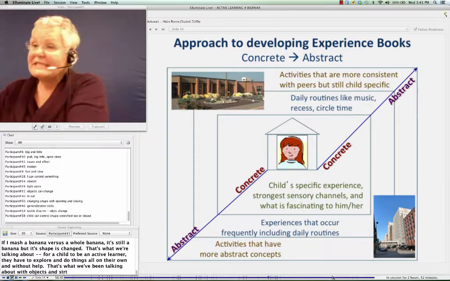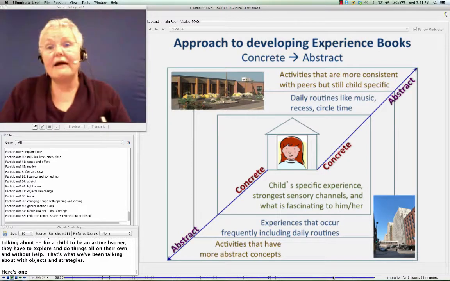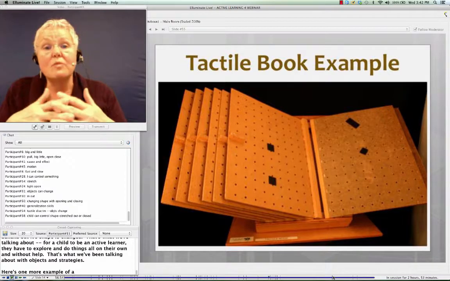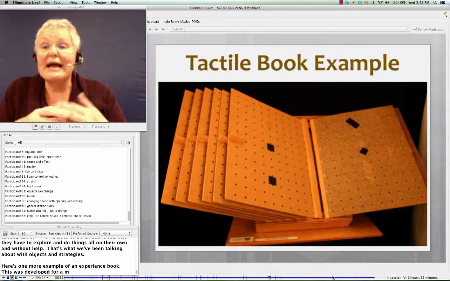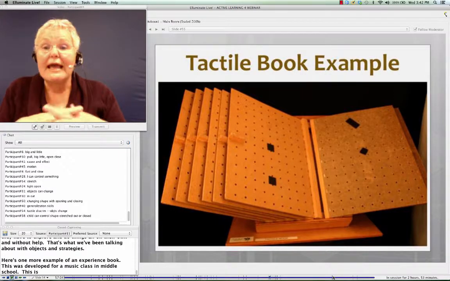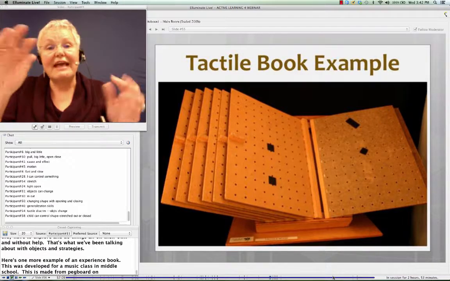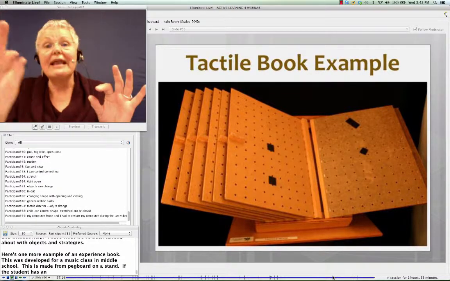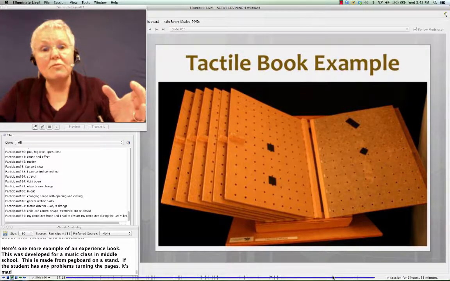Just 1 second. So here's one more example of an experience book, and this was one that was developed for a music class in a middle school. This is called a tactile book. It's made out of pieces of pegboard and sits on a stand. It helps the student because if they have any problems turning those really thin paper pages, this is made out of pegboard, so it's heavier. It gives the student more feedback.